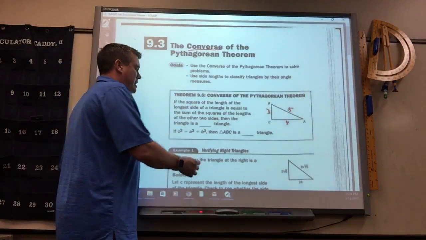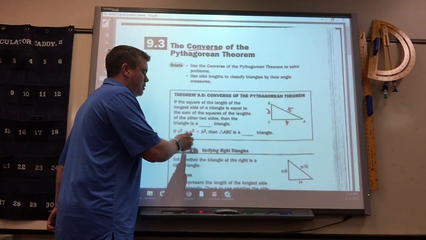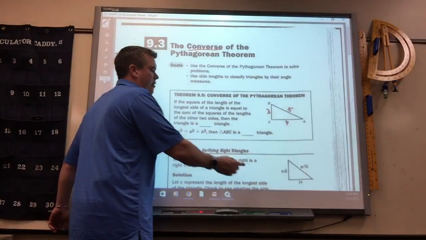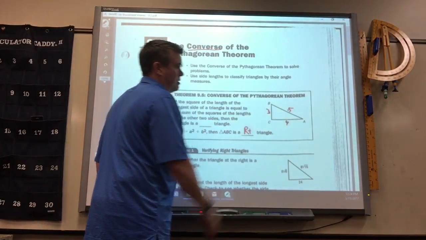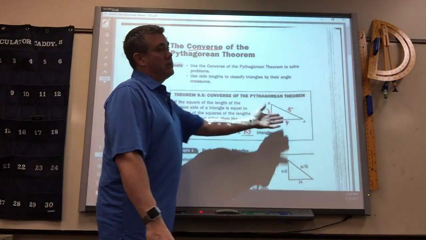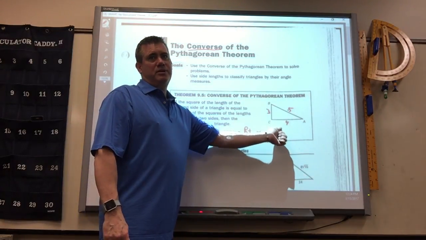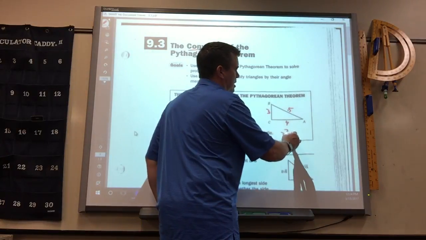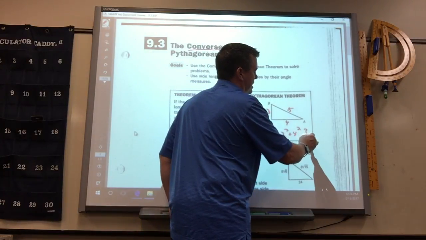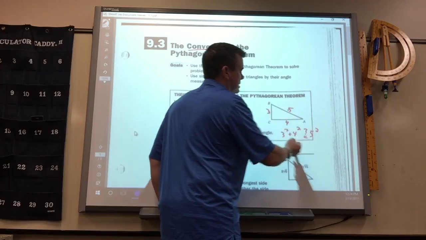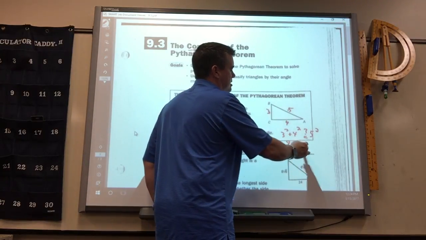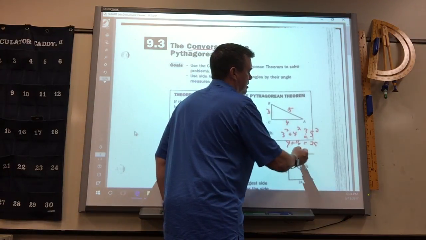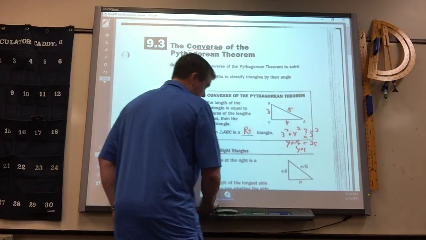So what this means then is if c squared does equal a squared plus b squared, then it is a right triangle. So like this one, anyone remember, is this a right triangle? Yep, 3, 4, 5. So the way you check it is 3 squared plus 4 squared, does it equal 5 squared? That's 9, that's 16, that's 25. So it's yes.